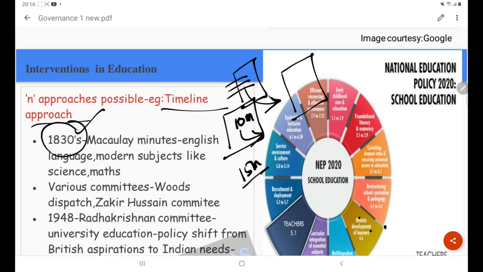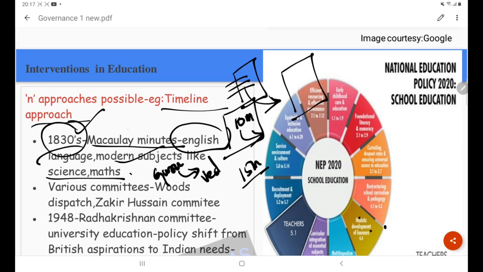Here I am starting with the 1830s. Macaulay's Minute. It actually introduced the English language and modern subjects like science and maths, which were until then not familiar to Indian society. Until then there was the Gurukula system and traditional learning of the Vedas and all. So here it was a different approach. Then after that various committees came, like the Wood's Dispatch, the Zakir Hussain Committee, etc.